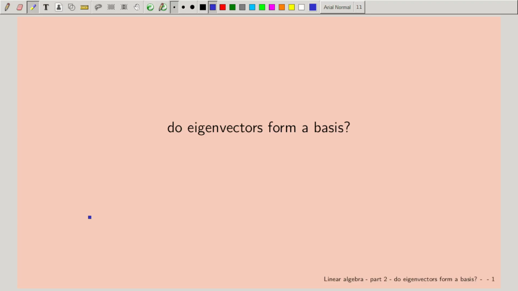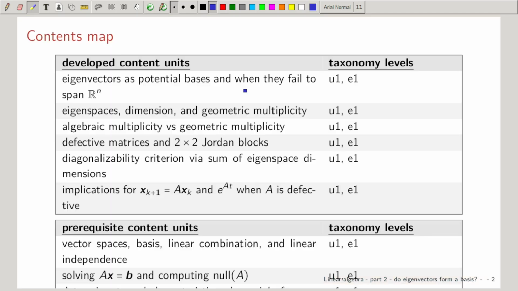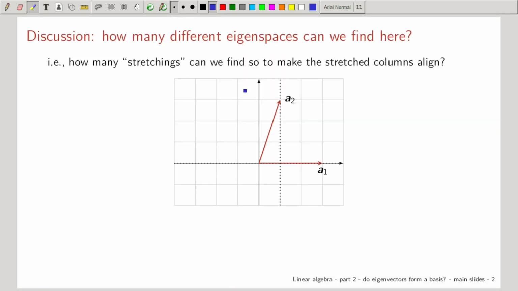Do eigenvectors form a basis? We are going to have eigenspaces, and thus we are going to have eigenvectors. Do they form a basis? So, tell me how many stretchings we can find so that we can make the stretch columns aligned.